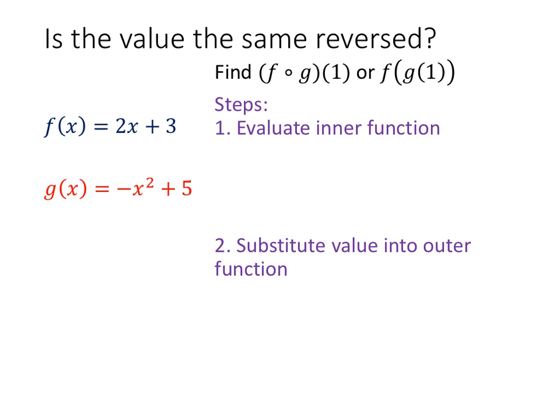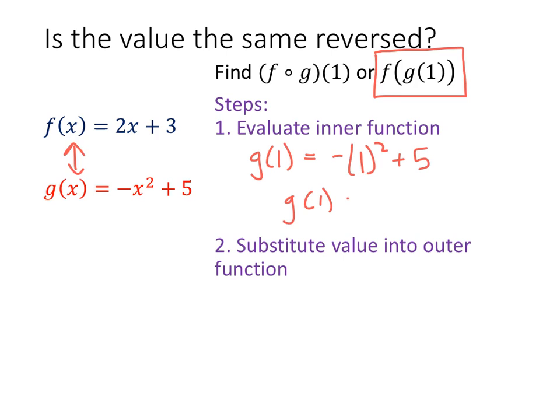Now, we want to see if these values would be the same if they're reversed. So now we're doing f of g of 1. This time, we're evaluating g first at 1, and then plugging that answer into f to see if we get the same result. We're still using the same two functions, f of x and g of x. First, we evaluate the inner function, g at 1. g of 1 is negative 1 in parentheses squared plus 5, so g of 1 is negative 1 plus 5, and so g of 1 equals positive 4.